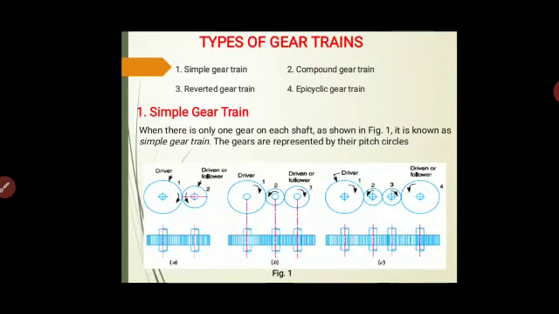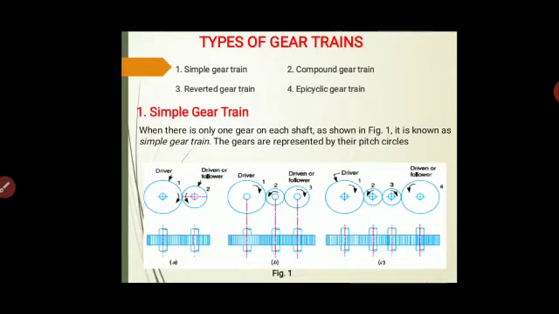So let us see the types of gear trains. There are four types of gear trains. The first one is a simple gear train, the second one is a compound gear train, the third is a reverted gear train, and the fourth one is an epicyclic gear train. So let us study in detail the simple gear train.